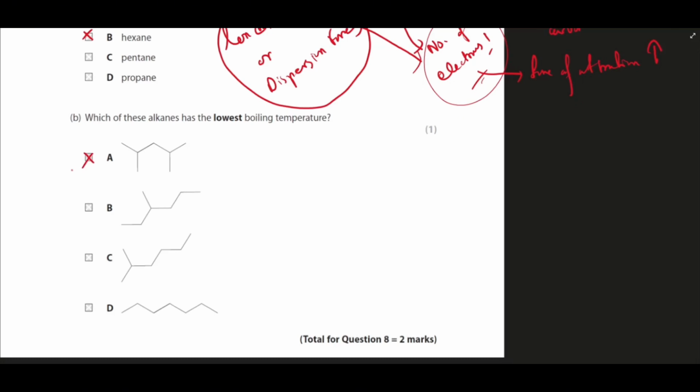Because of the branching nature, okay, very good. They are branching more. That means the surface area decreases between the adjacent carbon atoms, and as a result, the breaking of bonds becomes much easier, isn't it? So that's what happens. A is the correct answer. Simra, did you understand?